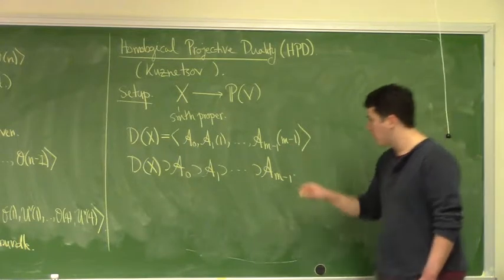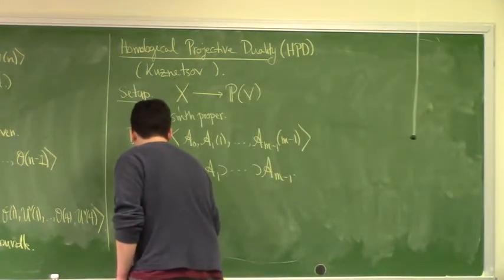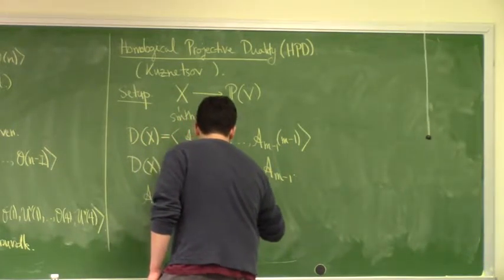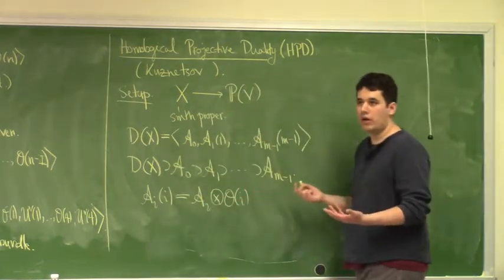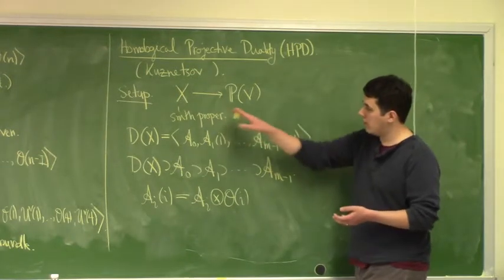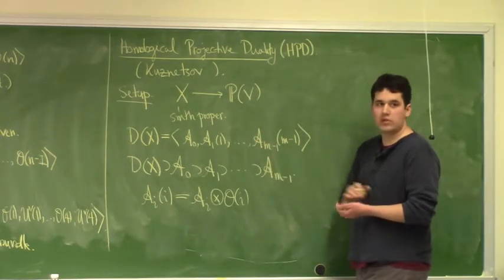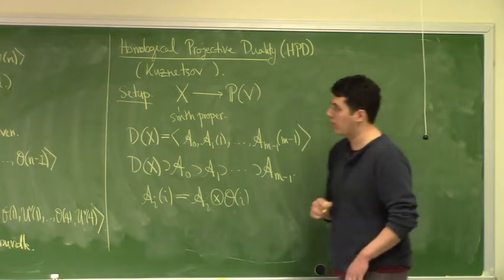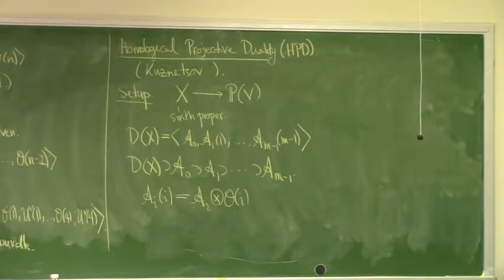And when I write here A_i twisted by i, that's just shorthand for the image of this category under the autoequivalence given by tensoring with O(i), where O(i) is pulled back to P(V) here. So this is the basic setup of HPD. I have a variety mapping to projective space, and I have a decomposition of this form. So let me just point out that all of these examples I told you initially fit into this framework. So for instance, in the first example, the map to projective space is just the identity map, and all of these categories, A_i, are equal to the category generated by O.